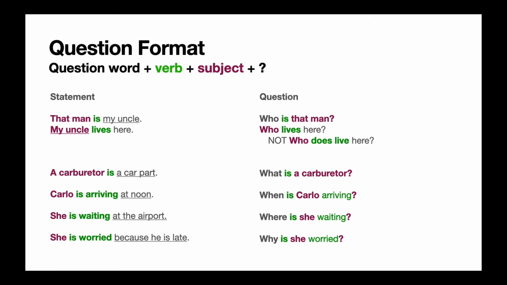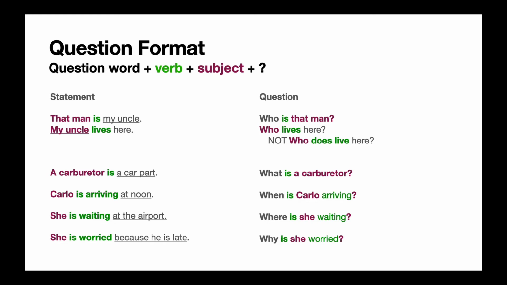When we use question words to make questions, they go in the beginning of the sentence, just like with our helping verbs. So the format is question word, then the verb, and then the subject. In our first example, we can see how we would use the question word who to answer the statement, that man is my uncle. In the answer, that man is the subject and is the verb, and my uncle is a person, so we would want to say who. So this becomes who, the question word, is, which is the verb, and the subject, which is that man.